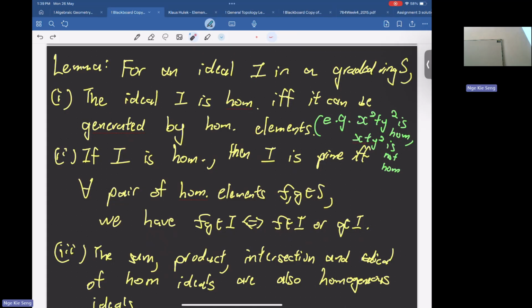Does it make sense? Okay. This is a very good exercise that you can try. Actually, most of it is trivial, except the radical part. Most of it is just trivial because your product respects the grading. But how about the radical? The radical part is a bit non-trivial.